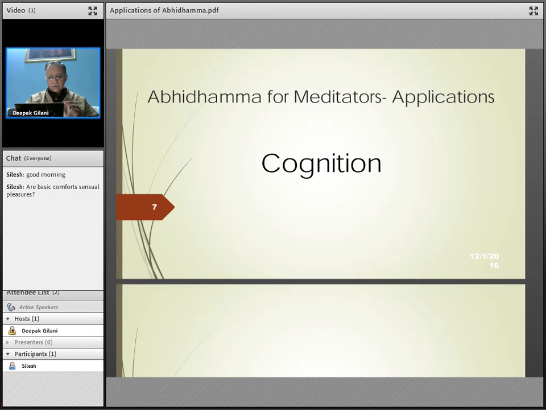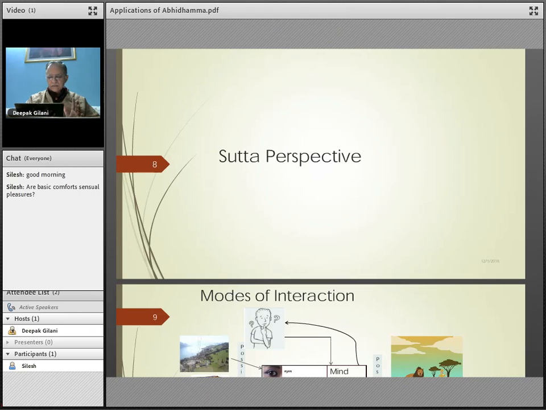So the Sutta perspective, we are all aware, basically mentions that when the senses interact with the corresponding objects, then consciousness arises, which means a visual object gives rise to seeing, an auditory object gives rise to hearing, and so on. And depending on our perception, we respond to that.